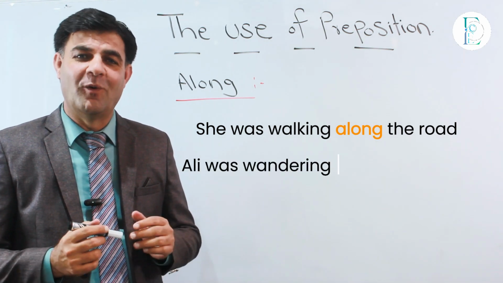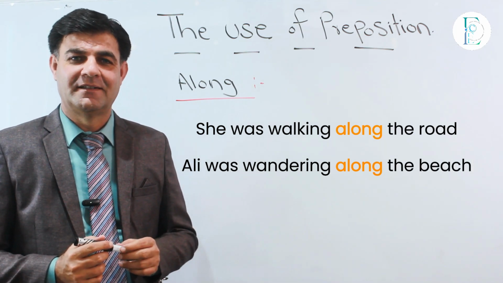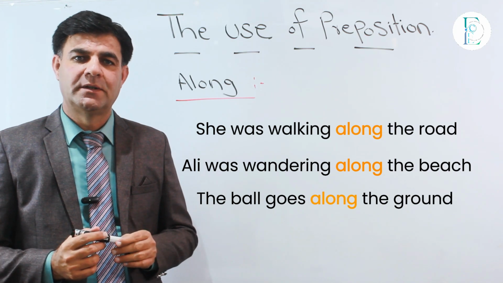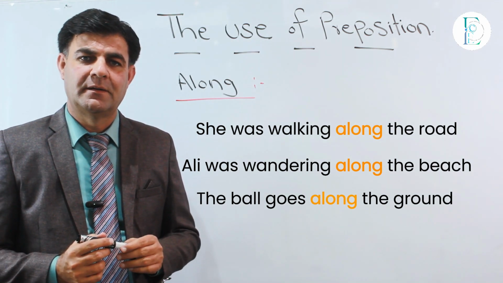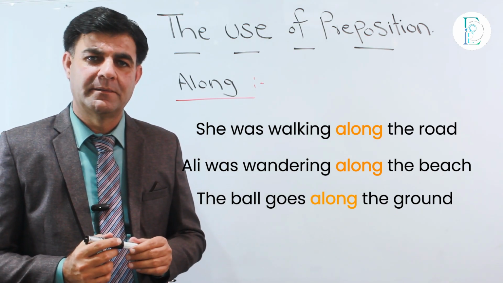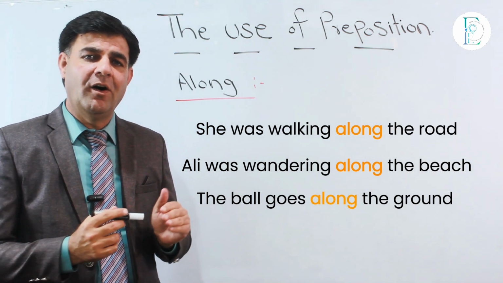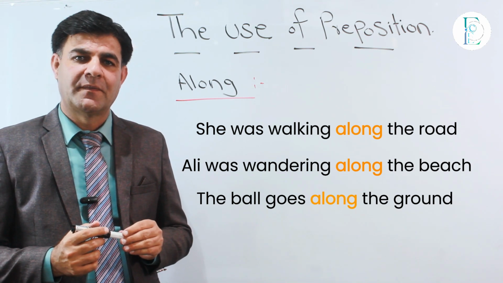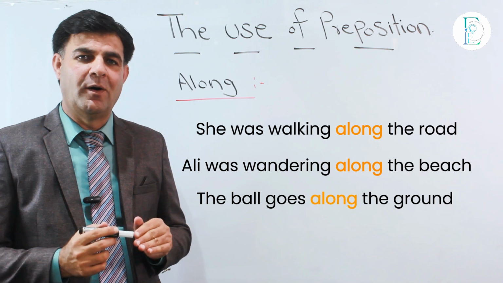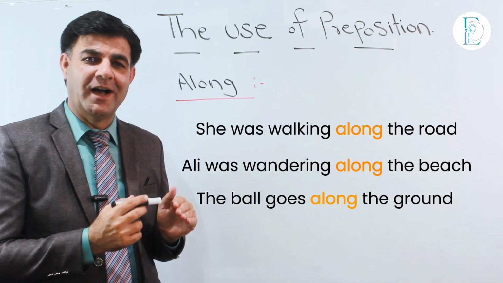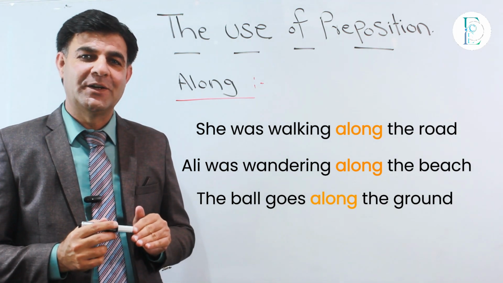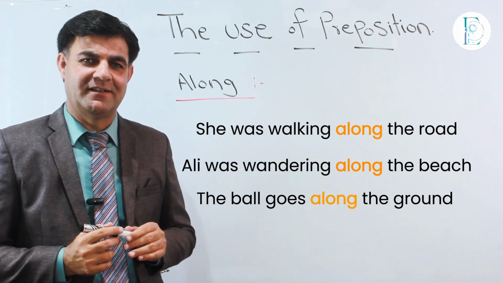Ali was wandering along the beach. The ball goes along the ground to get a boundary. So in all the 3 examples, you can find that the ball or the 2 nouns or pronoun all go in a specific direction.